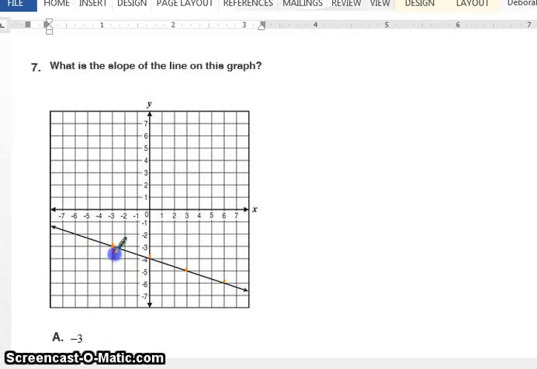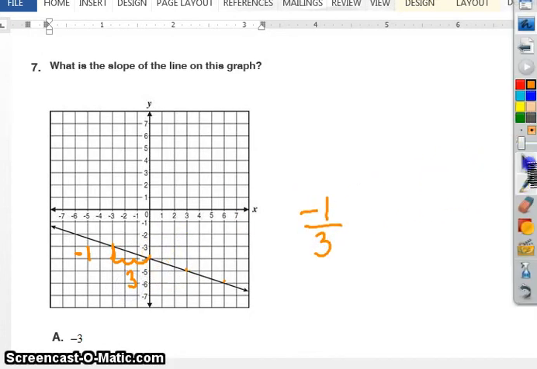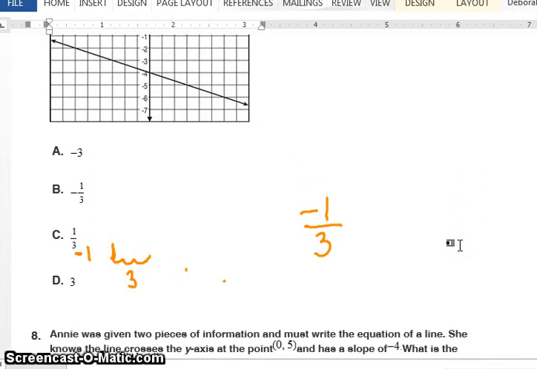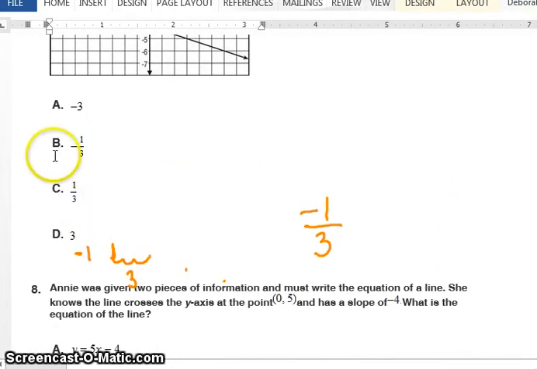Alright, so rise here is 1, and we did go down there, so that's a negative 1. From here, 1, 2, 3. We went to the right, so that's positive. So the negative 1 rise over positive 3 run. Let's look and see what we can find that matches. And that would be B.